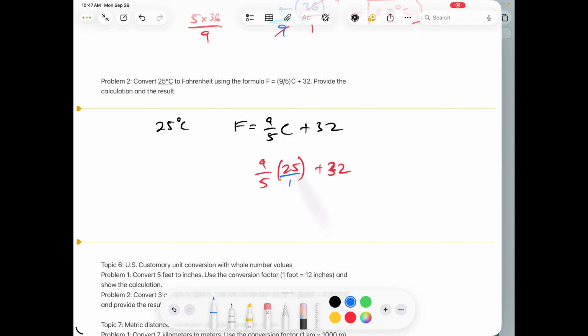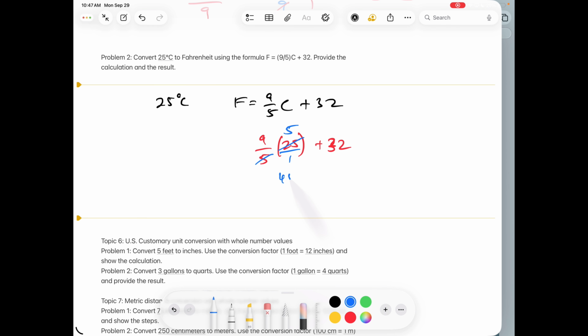So on this one, you do 25 divided by 5 is 5. 5 times 9 would be 45, and then you add the 32. Okay? If you're doing that in a calculator, you do 9 times 25 divided by 5, and you get your answer.